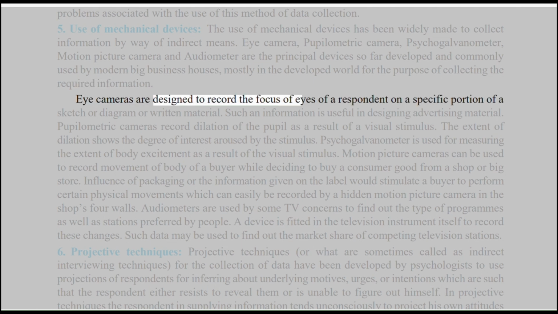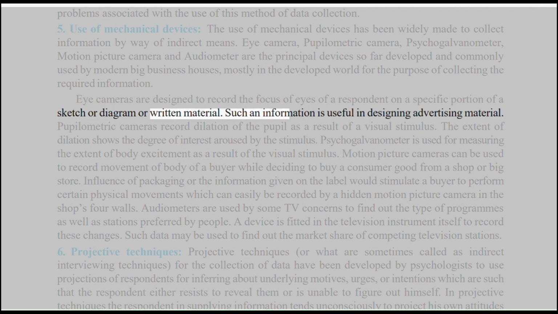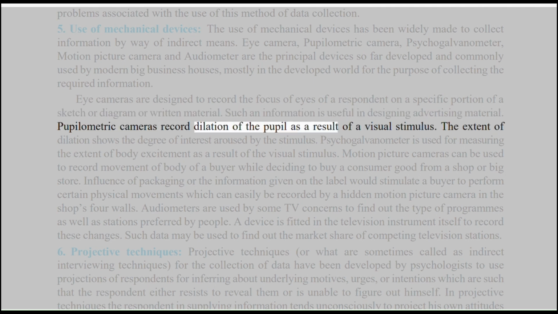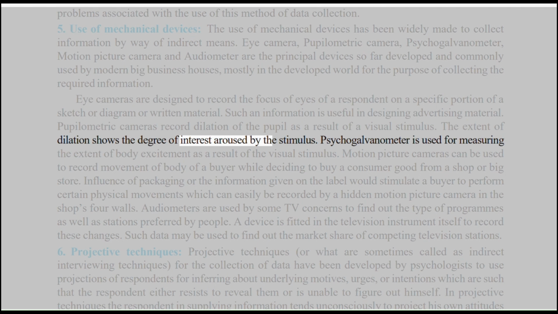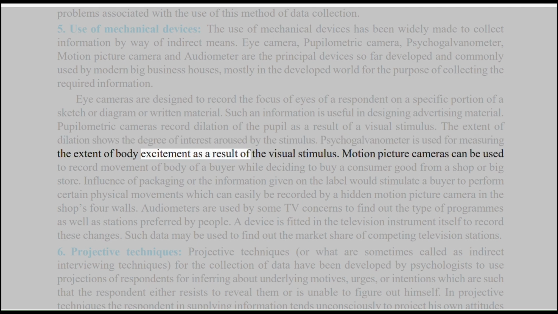Eye cameras are designed to record the focus of eyes of a respondent on a specific portion of a sketch or diagram or written material. Such information is useful in designing advertising material. Pupillometric cameras record dilation of the pupil as a result of a visual stimulus. The extent of dilation shows the degree of interest aroused by the stimulus. Psychogalvanometer is used for measuring the extent of body excitement as a result of the visual stimulus.